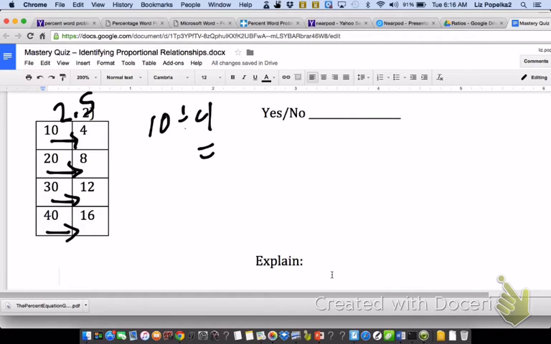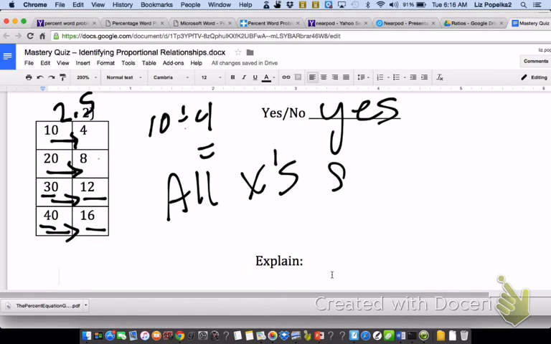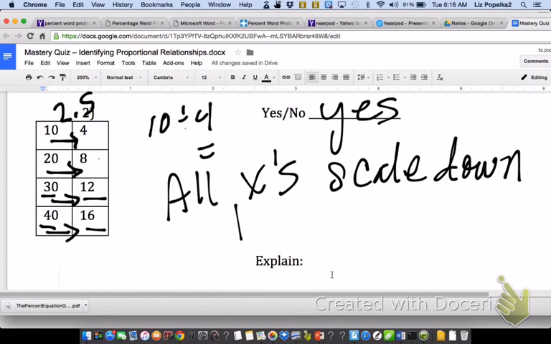So let's see, 20 divided by 2.5, yep, is 8. 30 divided by 2.5 is 12. And 40 divided by 2.5 is 16. So that is another reason I could say yes, all x's scale down by 2.5. That would be another reason. So you've got two different choices for what you could pick for your correct answer.